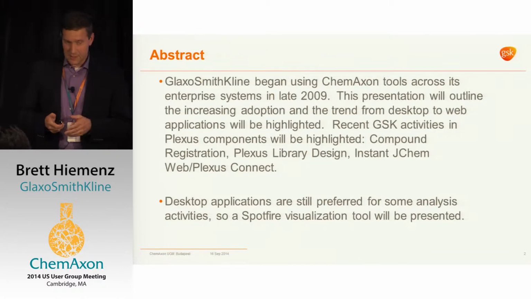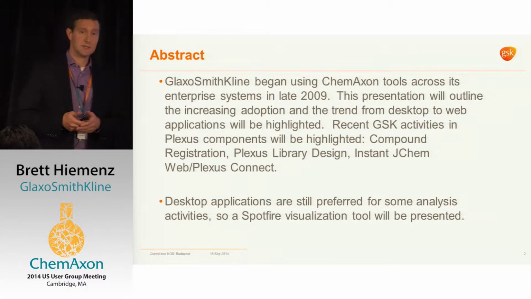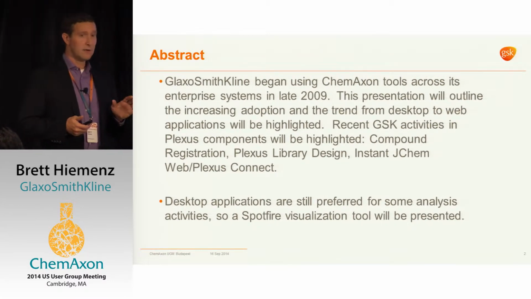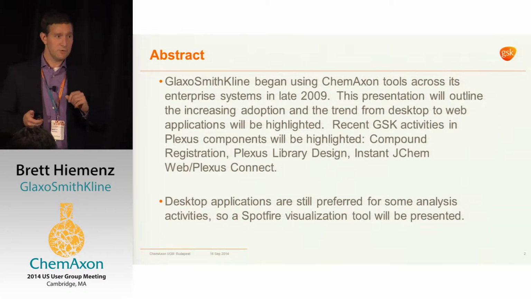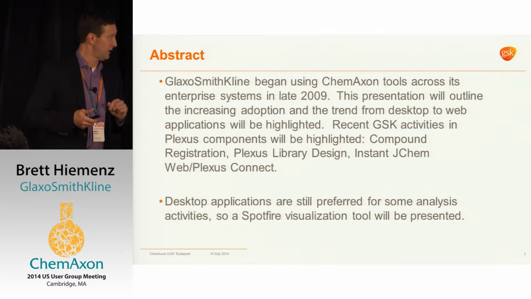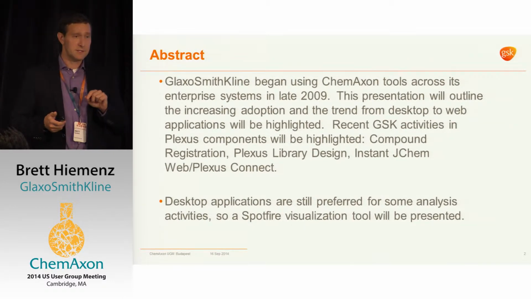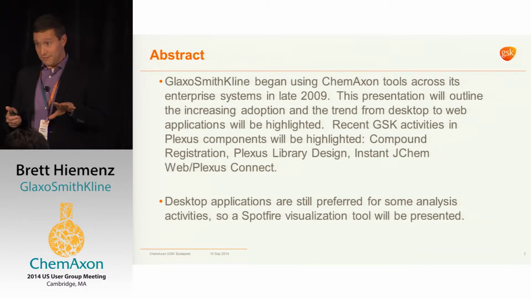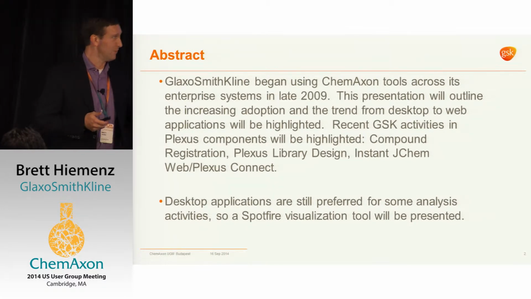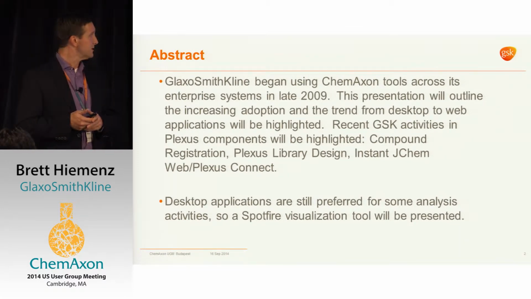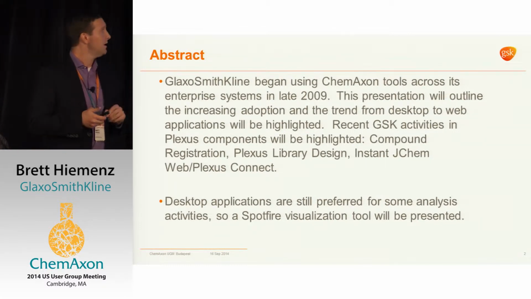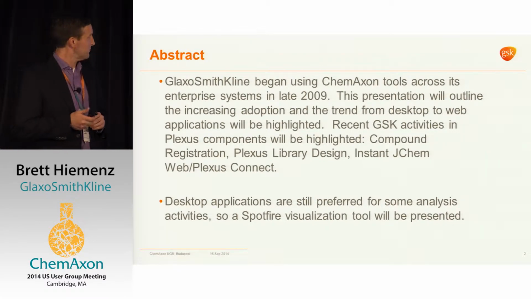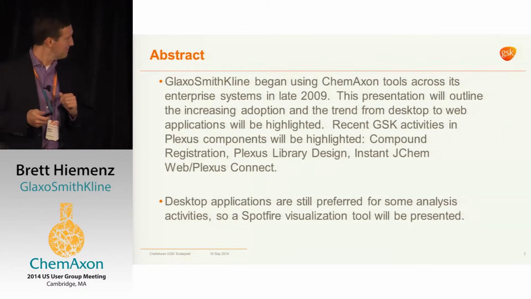So back in 2009, we began using ChemAxon tools across enterprise systems. And I want to outline that we've increased our adoption of those tools and shown the trend of moving away from desktop installations towards the web, and highlighted the touch points that you've seen earlier, nicely done and demonstrated up here, for the Plexus components, in particular compound registration, the library design, and of course Plexus Connect, or what it's called before, Instant JChem Web, pick a name.